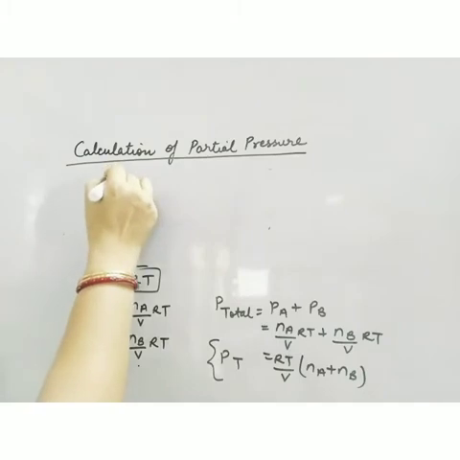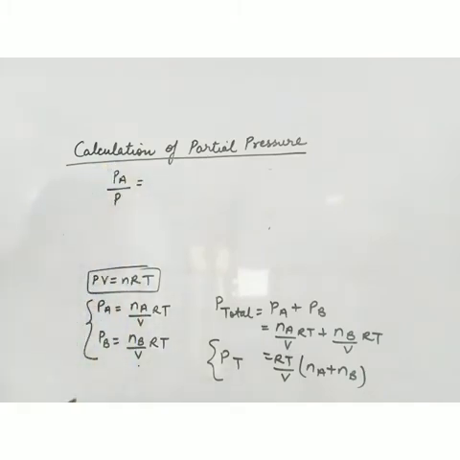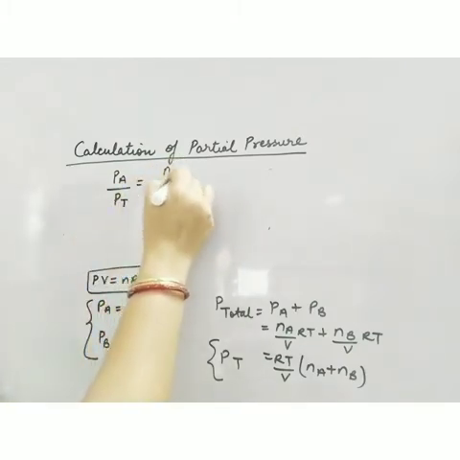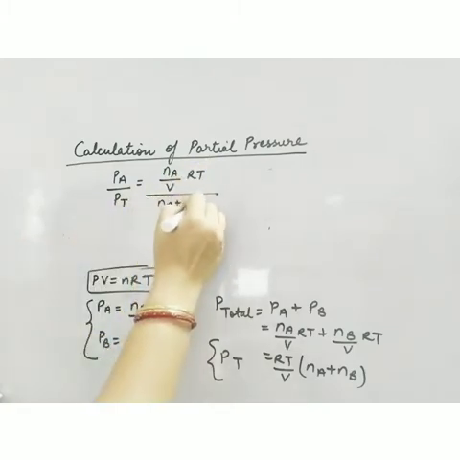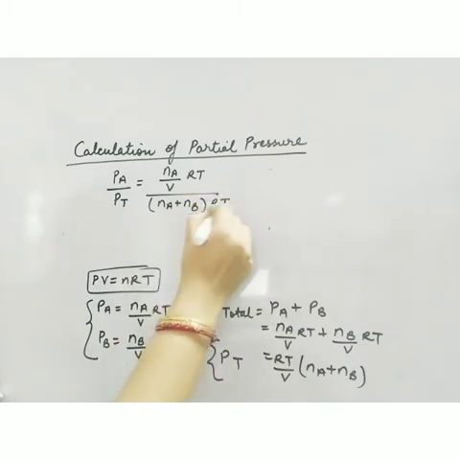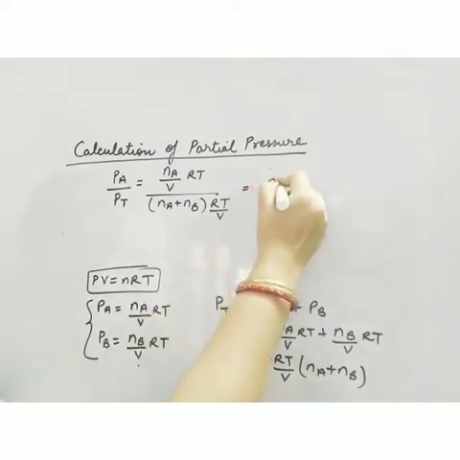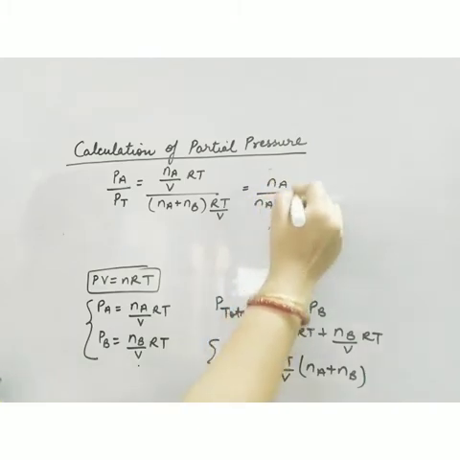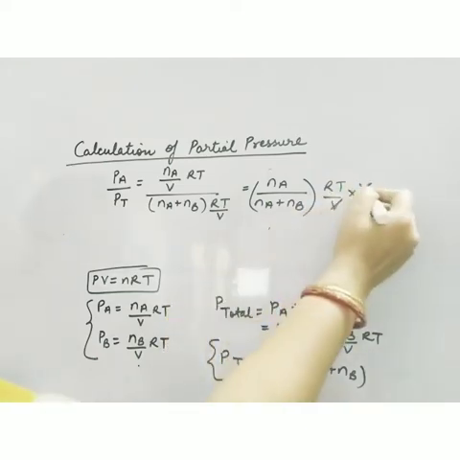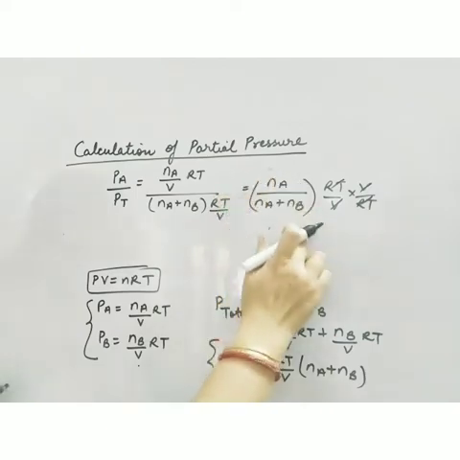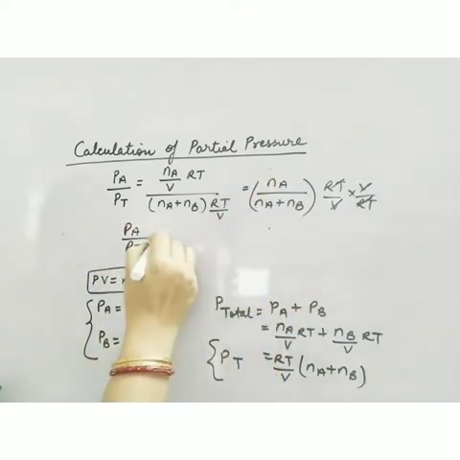Now Pa upon P total, this ratio we will take. Now what is Pa and what is P total? P total is Na plus Nb into RT by V. So it will be equal to, like this, it is nothing but Na upon Na plus Nb. So what is Pa upon Pt? Pa upon Pt is Xa.